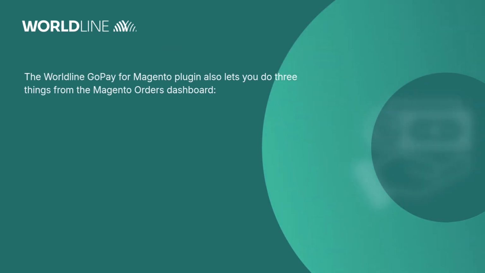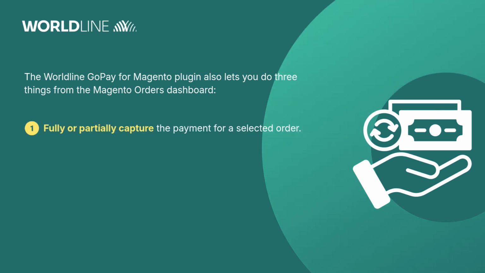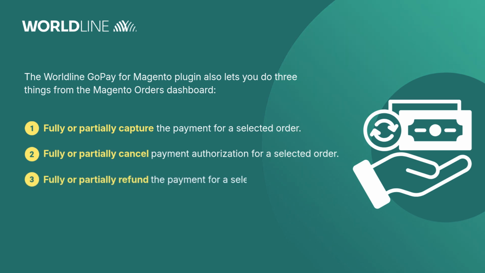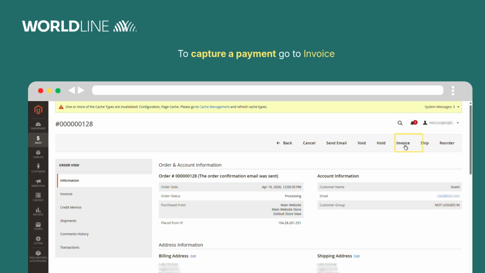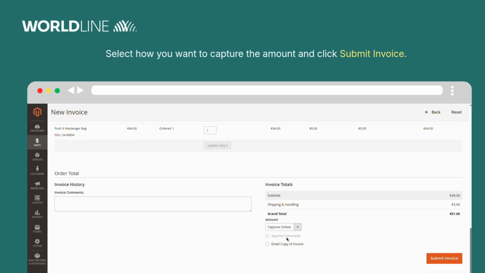The Worldline GoPay for Magento plugin also lets you do 3 things from the Magento Orders dashboard: fully or partially capture the payment for a selected order, fully or partially cancel payment authorization for a selected order, and fully or partially refund the payment for a selected order. To capture a payment, go to Invoice and modify the product quantities if you want to capture partially. Select how you want to capture the amount and click Submit Invoice.